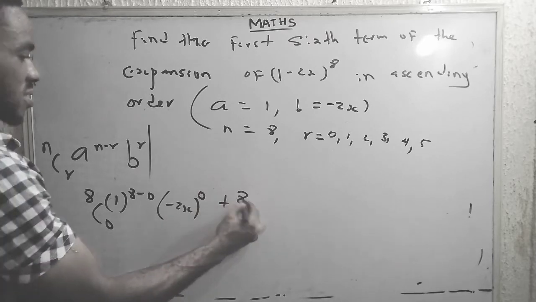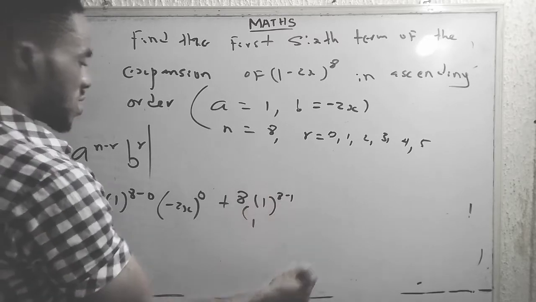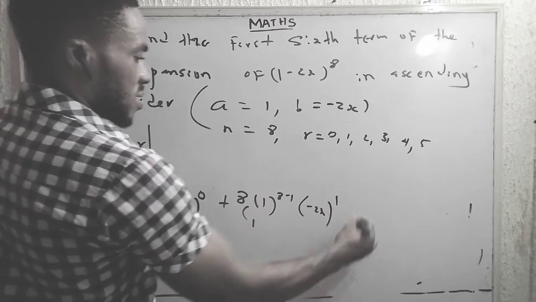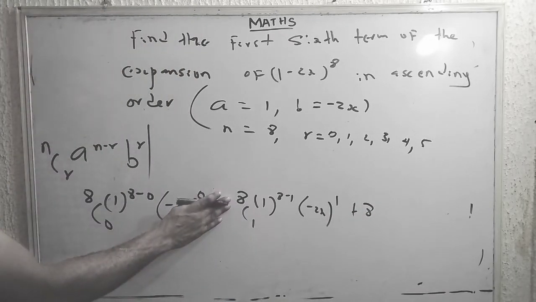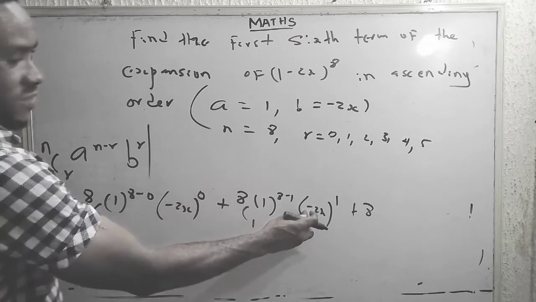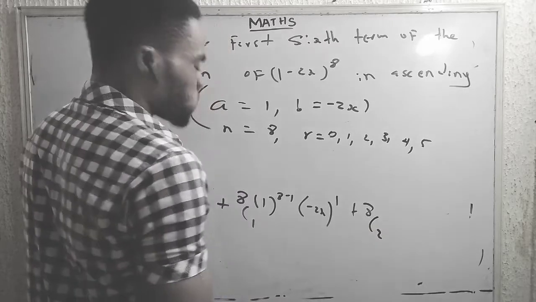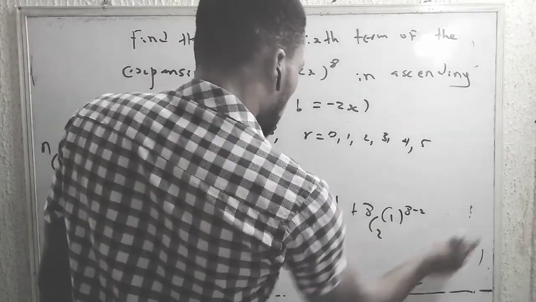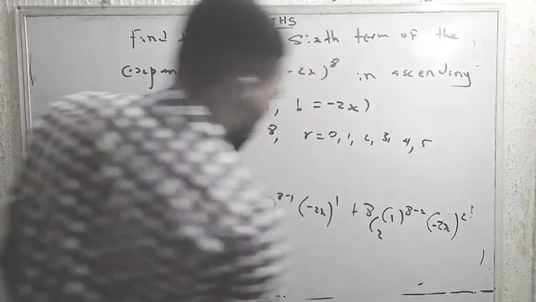Then I move again, 8 combination 1, 1 raised to power 8 minus 1, then I have minus 2x raised to power 1, plus 8 combination 2. Since I've already accounted for the sign here, there's no need for another. 1 raised to power 8 minus 2, then minus 2x raised to power 2.